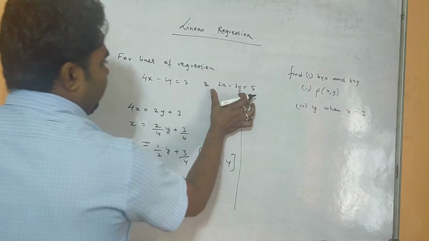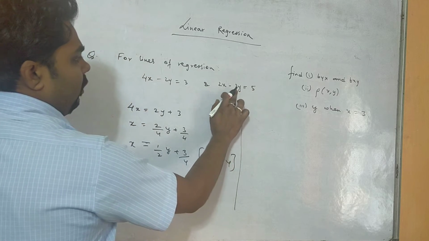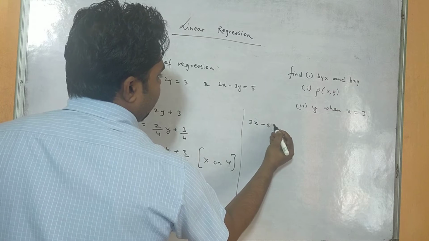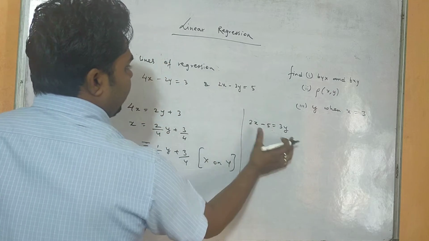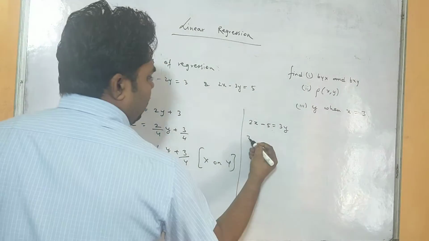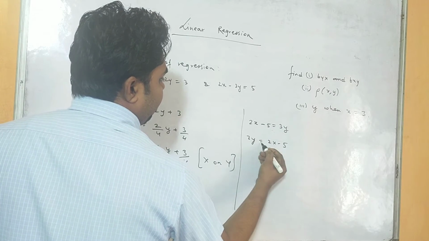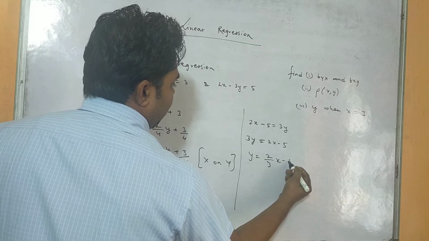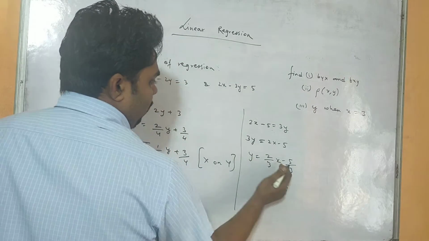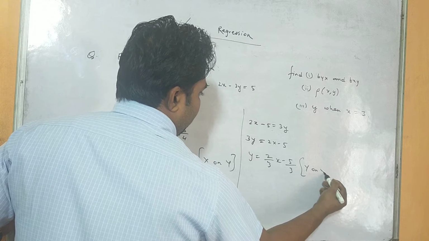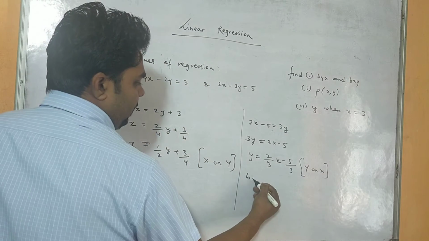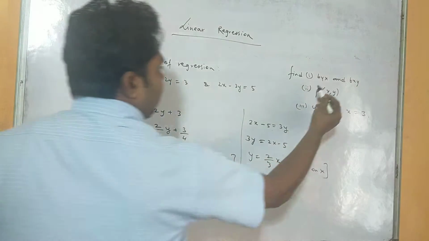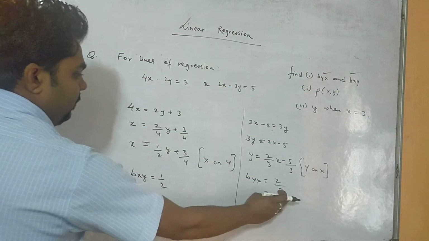Similarly we will find for this equation. Now in this equation the coefficient of y is 3, so this is greater, right? So 2x minus 5 equals 3y. This equation can be written as 3y equals 2x minus 5. Okay, so y equals 2 by 3 into x minus 5 by 3. So this is an equation of y on x, so byx is 2 by 3. Okay, so this is our first answer, byx and bxy we got here.